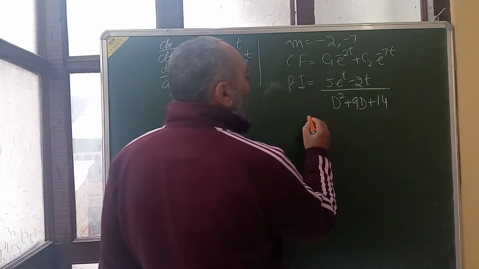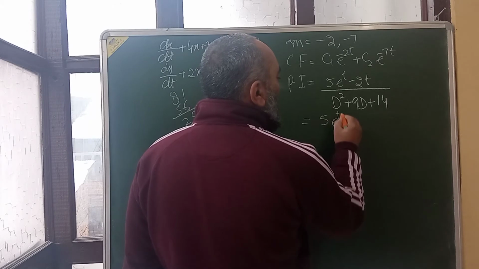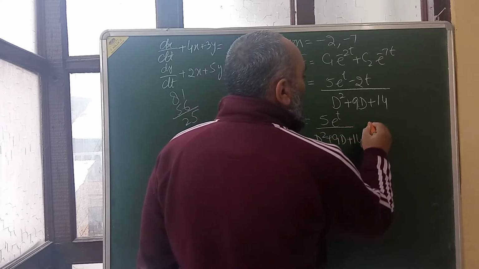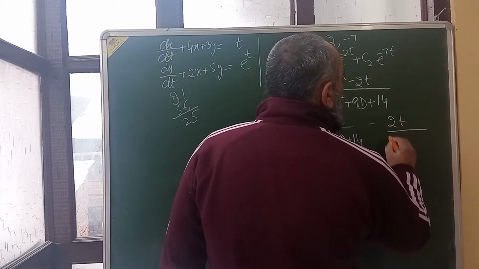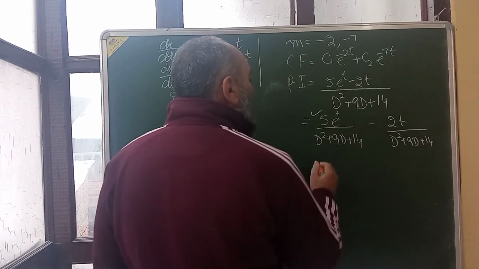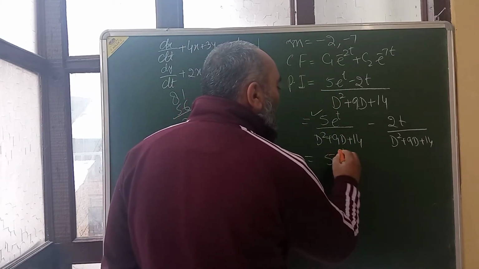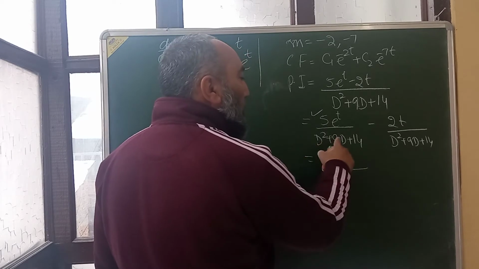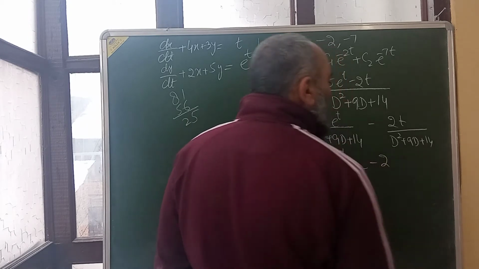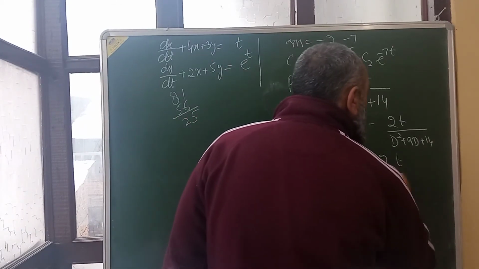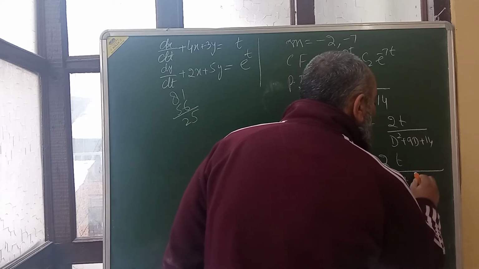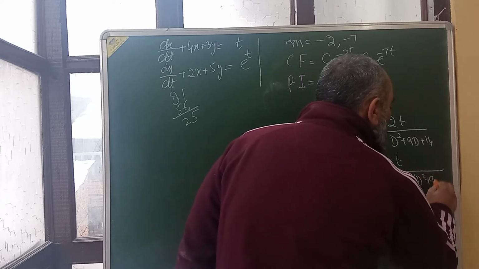So what is the particular integral? It is 5 e raised power t upon d square plus 9d plus 14, then minus 2t upon d square plus 9d plus 14. You see, e raised power at, for e raised power at, you have to replace d by a. A is 1 over here. This is 1 plus 9 plus 14, 24. And for this, you have to take lowest degree term out. It is 14. This will be 1 plus some function of d. So d square plus 9d by 14.